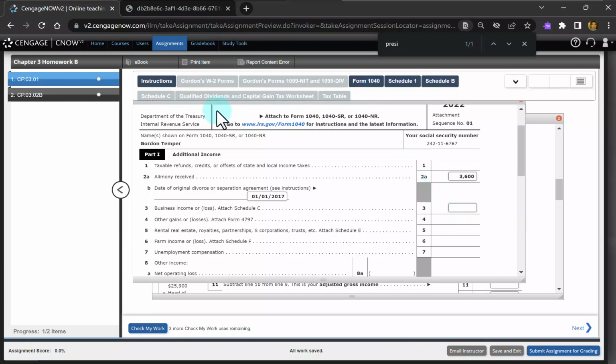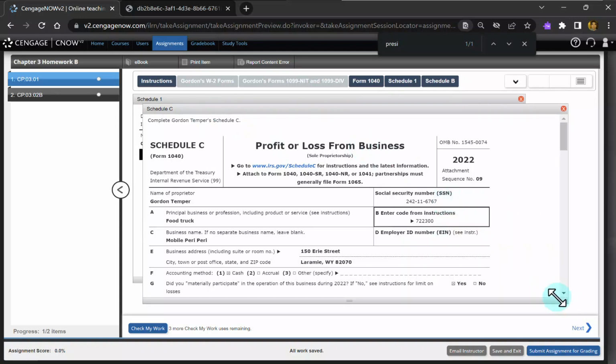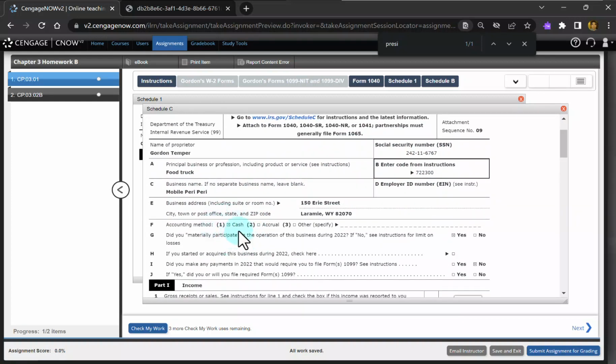So let's jump to Schedule C. And you can see that the top portions of this Schedule C is already filled in for us. Even this cash method of accounting checked off, even participating in this business, material participation. The reason why they ask this question is that if there is a loss, we should be able to deduct the loss if the business owner, the taxpayer, is materially participating in the business and not just a passive investor.